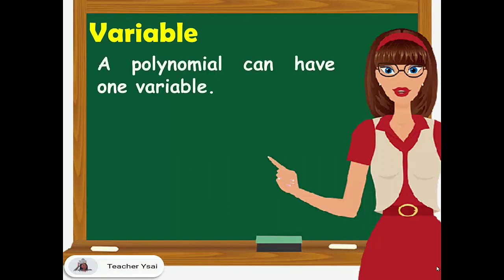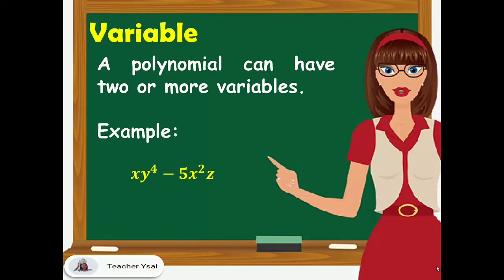A polynomial can have one variable. Example: x to the 4th minus 2x squared plus x. This is an example of a polynomial with 3 terms and 1 variable. A polynomial can have 2 or more variables. For example, xy to the 4th minus 5x squared z. This is an example of a polynomial with 3 variables and 2 terms.